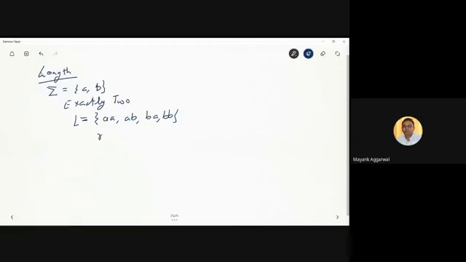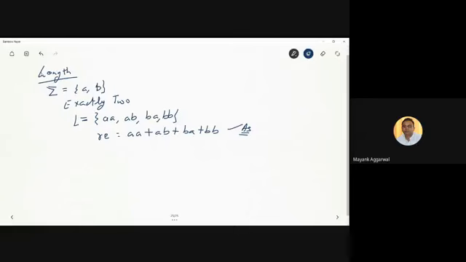So the regular expression becomes very simple for us. It becomes AA plus AB plus BA plus BB. So this is the regular expression for the strings of length exactly 2. We can simplify this regular expression further.